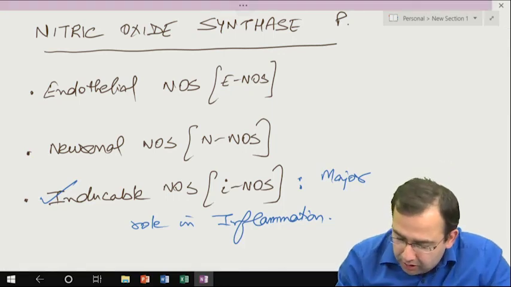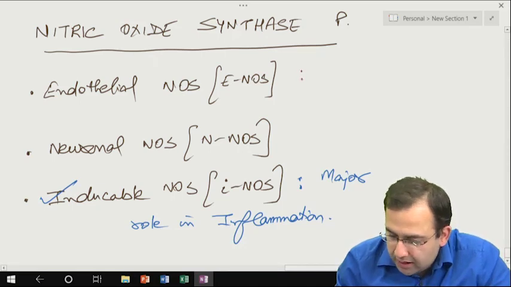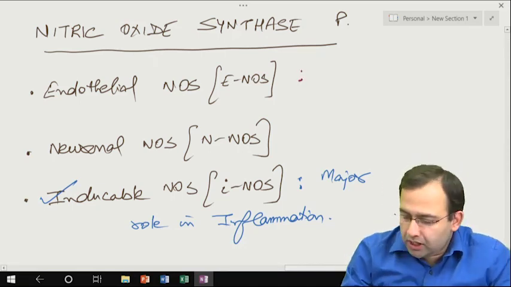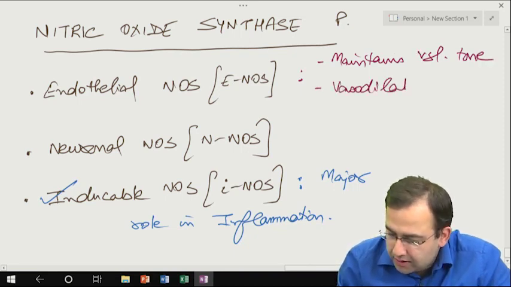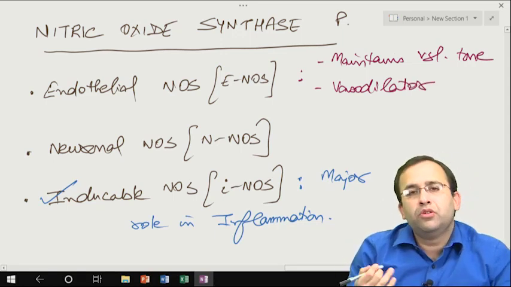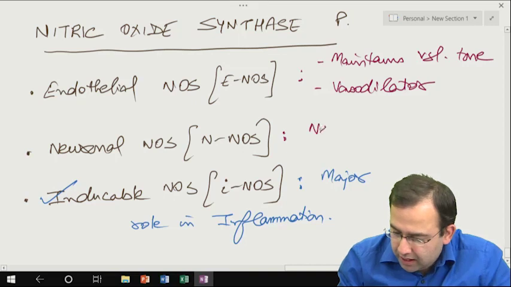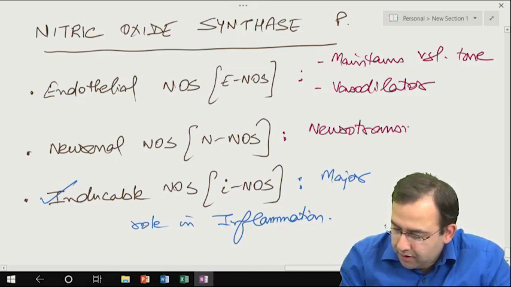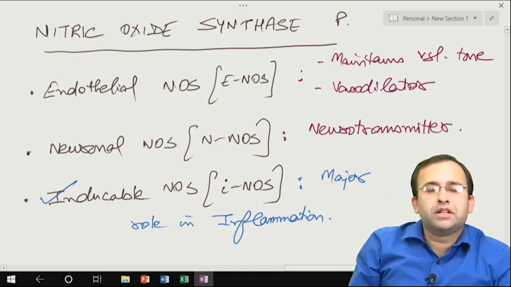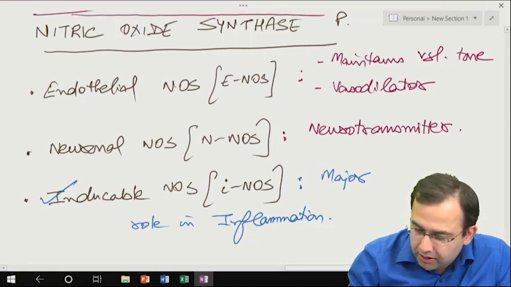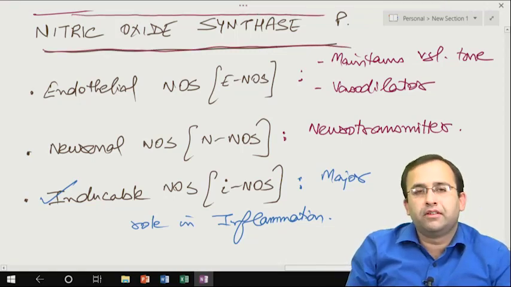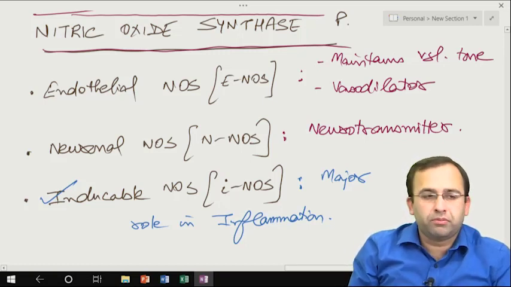Next point, endothelial nitric oxide synthase. The minute I tell the answer, I'm sure everybody will be like, yes, we knew it. Endothelial maintains vessel tone. It acts as a vasodilator. Versus neuronal nitric oxide synthase, which acts as a neurotransmitter. This is the nitric oxide synthase pathway.